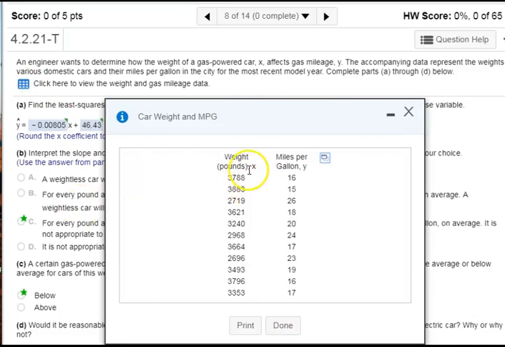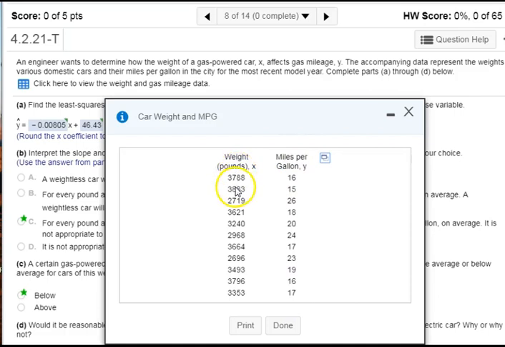So if we looked at these x values, the smallest one appears to be about 2,600, and the largest one looks to be around 3,800. So you would plug in any x value in between those ranges, and you would get a reasonable calculation back for the miles per gallon.